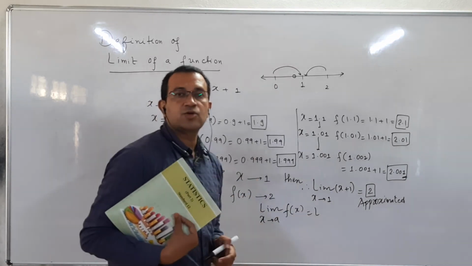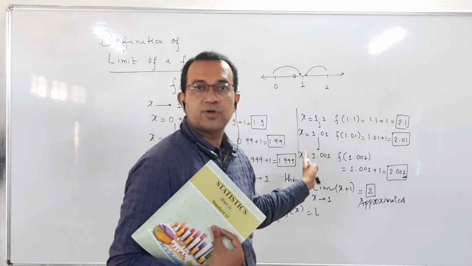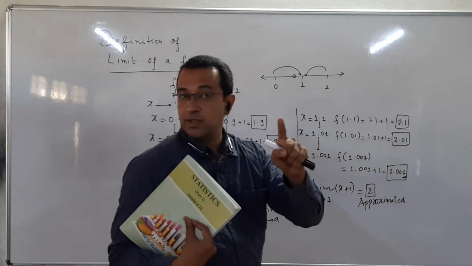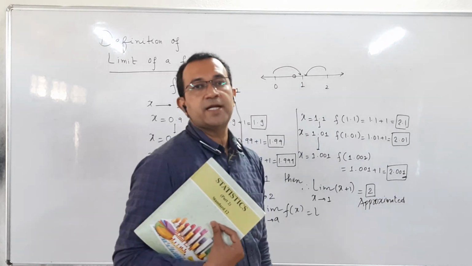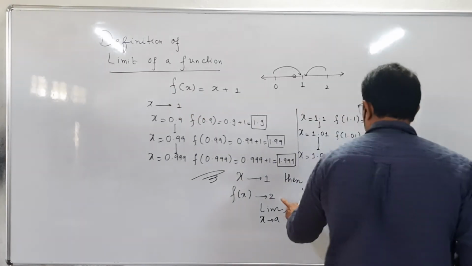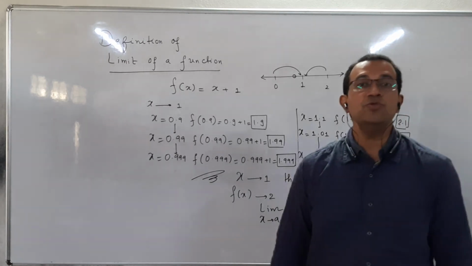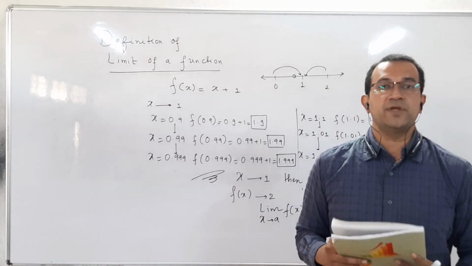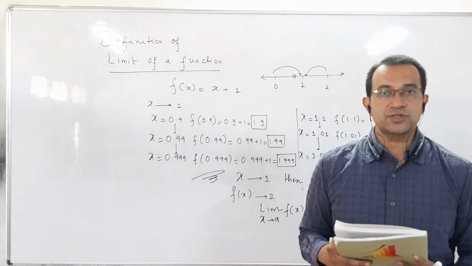So L is called the limit of the function. As per our example, as x is approaching 1, f of x is approaching 2. Not exactly 2, but it is approaching 2. But as an approximation, we write the limit as 2. So symbolically, limit x tends to a, f of x is equal to L. So this is the first definition of limit of a function.